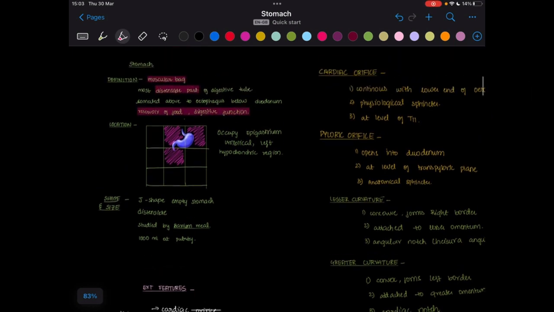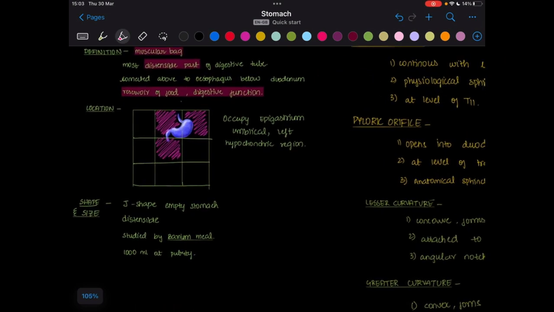Now the location. As we know, there are 9 abdominal quadrants, out of which the stomach occupies the epigastrium, umbilical and the hypochondriac region, which are these. This is the epigastrium, this is the left hypochondriac, and this is the umbilical region. In these places the stomach occupies its position.